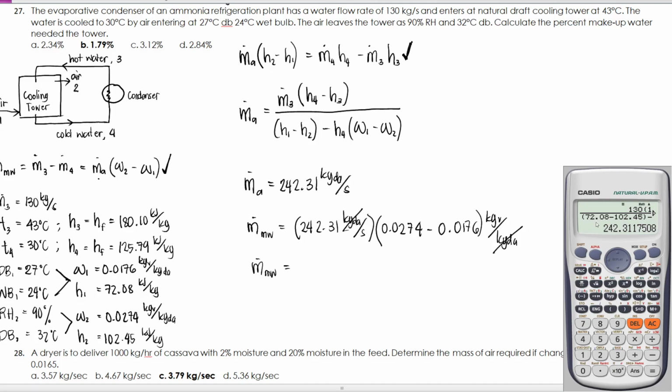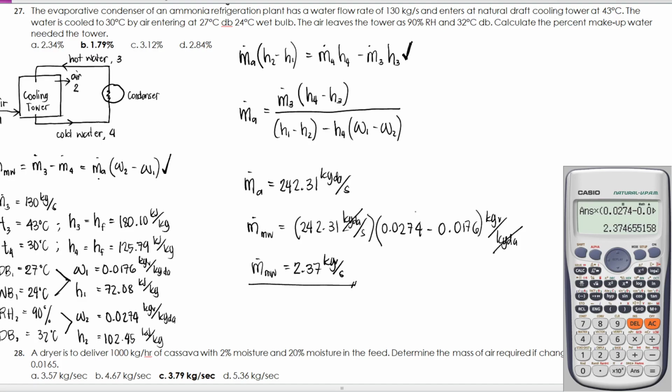So, multiply na lang natin itong mass natin na-compute sa calculator times change of humidity ratio 0.0274 minus 0.0176. Ang sagot ay 2.37 kilogram of vapor per second. Alright? Ayun. So, ito yung mass of makeup water.